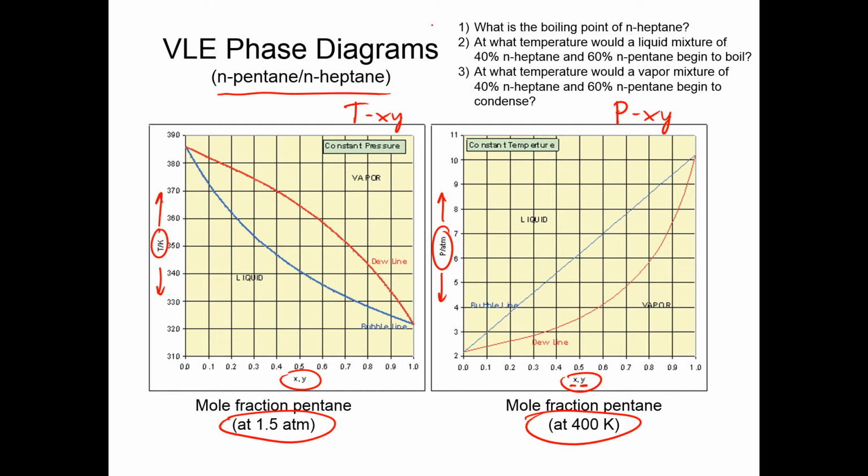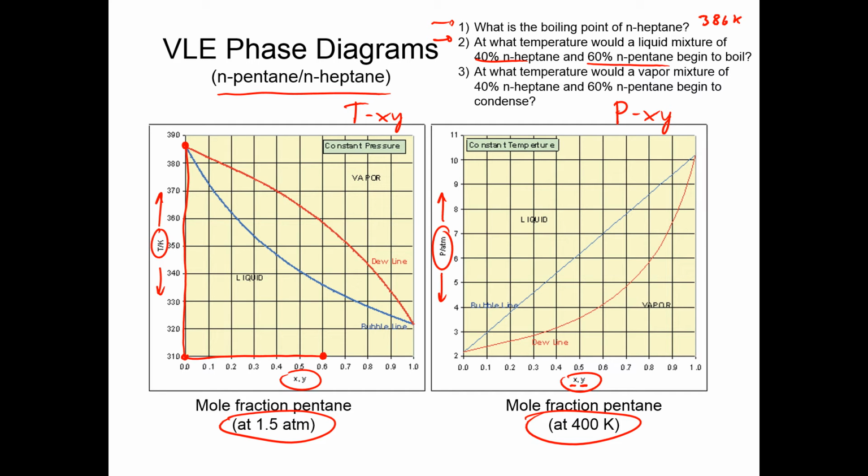So let's just answer this first one. What is the boiling point of N-heptane? To get that, we could come over here at 0% N-pentane, and so that's going to be 100% N-heptane. If we come up to that, it's going to be about 386 Kelvin. Okay, 386 Kelvin. What temperature would a liquid mixture of 40% N-heptane and 60% N-pentane begin to boil?